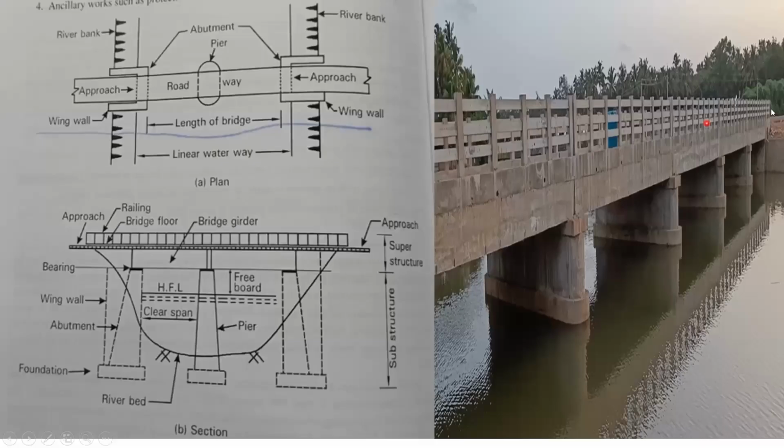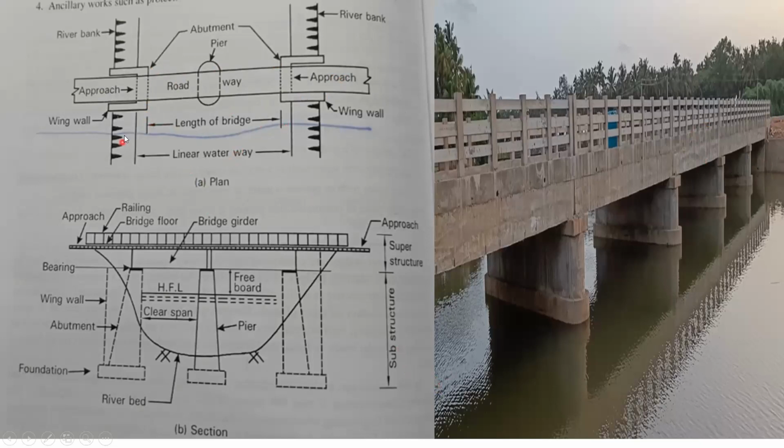Anyhow, we'll try to see all these things in the upcoming lecture through a video. This is approach and this is approach what I have. Wing wall already I've shown you. This is my wing wall what I have. Then this is the length of a bridge from here, that is from this abutment to this abutment. Also we have an abutment at this part. So that is called the length of my bridge.